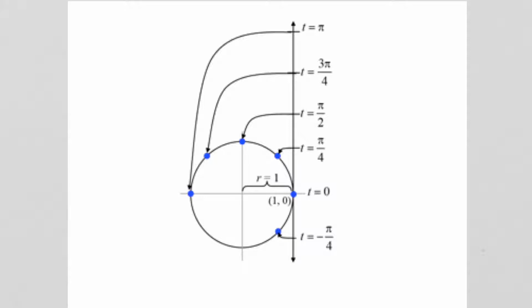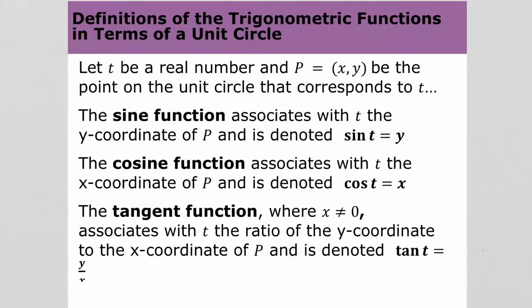we've talked about this a little bit, how you could count by, say, pi over 4s, or 45 degrees. So this would be 1 pi over 4, 2 pi over 4, which is pi over 2, 3 pi over 4, 4 pi over 4, which is pi, 5 pi over 4, 6 pi over 4, which is 3 pi over 2, 7 pi over 4, and 8 pi over 4, which is 2 pi. Or you can go the other direction, of course, and be negative.